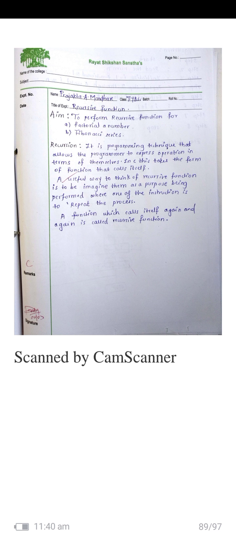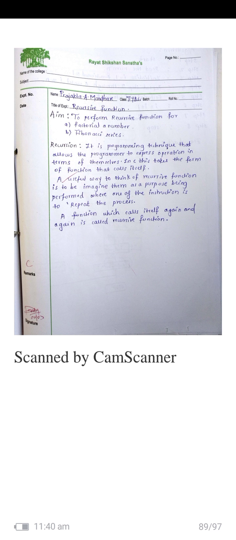Then the program for the factorial numbers: #include <stdio.h>, int factorial(int n); int main() { int n; printf("Enter the positive integer"). First enter only positive integers, then scanf("%d", &n); printf("Factorial of %d is %d\n", n, factorial(n)); return 0; } int factorial(int n) { if n is equal to 1, return 1; else return n into factorial(n minus 1).